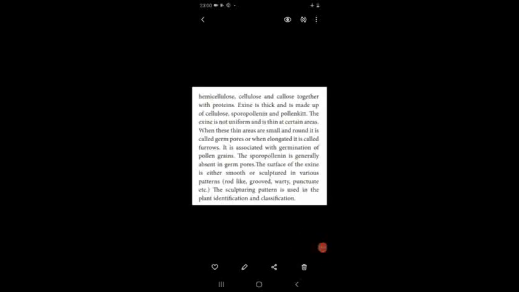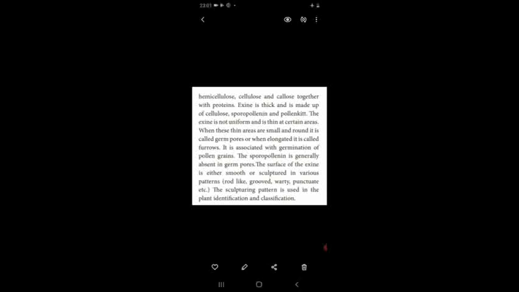The outermost layer of the pollen grain is called exine. Not only that, they have some pollen wall materials. This one we already studied in the functions of tapetum. Pollen wall substances such as sporopollenin and pollen kit. When compared to intine, exine is not uniform, and it's thin in some areas and thick in other areas.